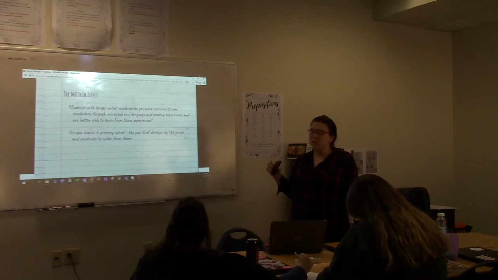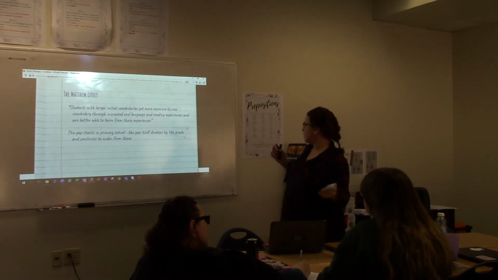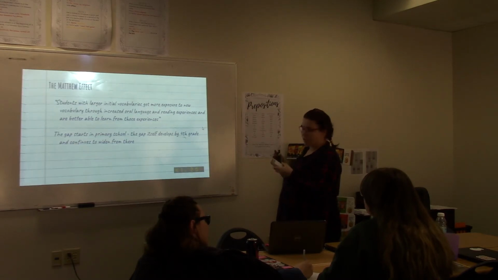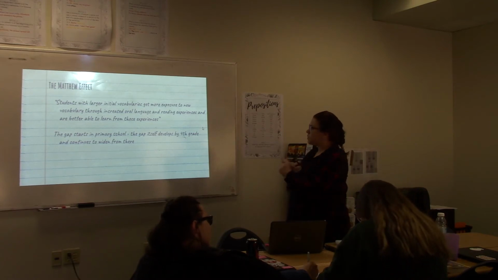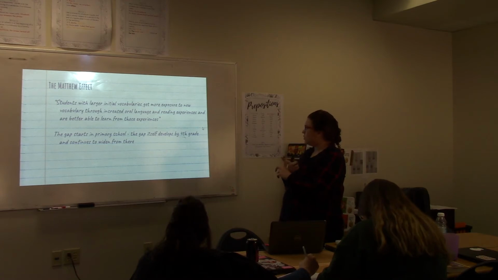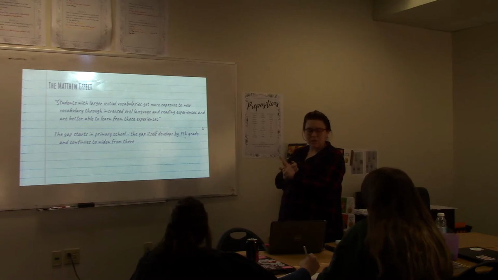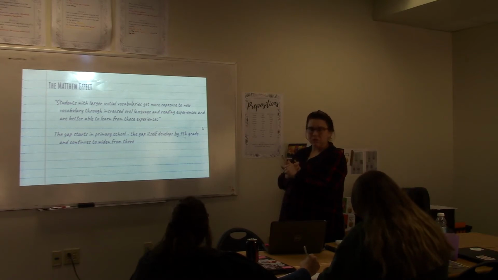So the first thing we have is something called the Matthew effect, and this actually shook me when I read this. I'm going to zoom in a little because I can. Alright, so students with larger initial vocabularies get more exposure to new vocabulary through increased oral language and reading experiences and are better able to learn from those experiences. Right, this is something we've heard a lot, right? But the gap starts in primary school, like elementary school. It develops by 4th grade and widens from there.